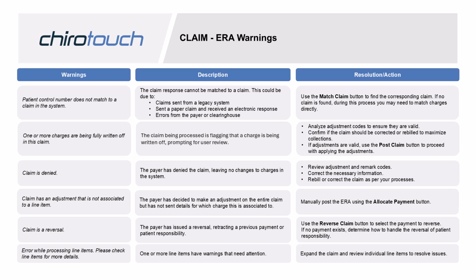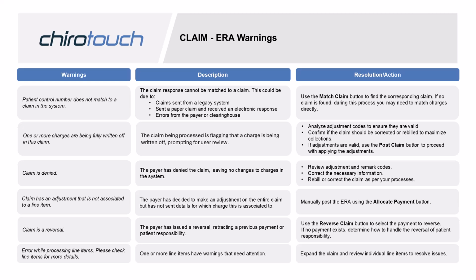And this could be because the claim was sent from a legacy system. It could be because you sent a paper claim but are receiving an electronic response. So we have to use a claim ID to match that should be sent to the clearinghouse and received back. But also there could be an error from the payer or clearinghouse where they didn't send us that claim ID and we can't match it.